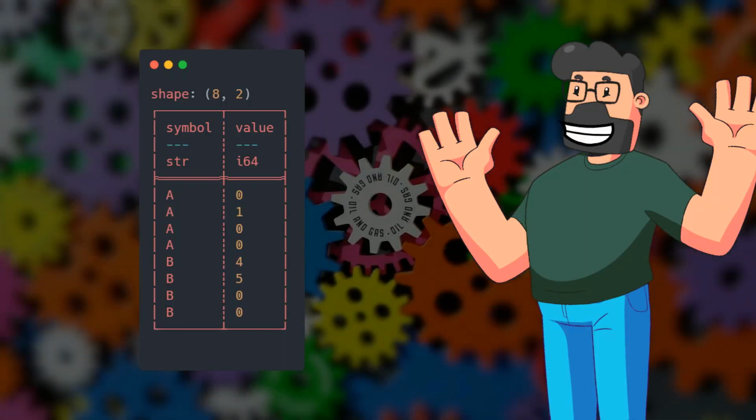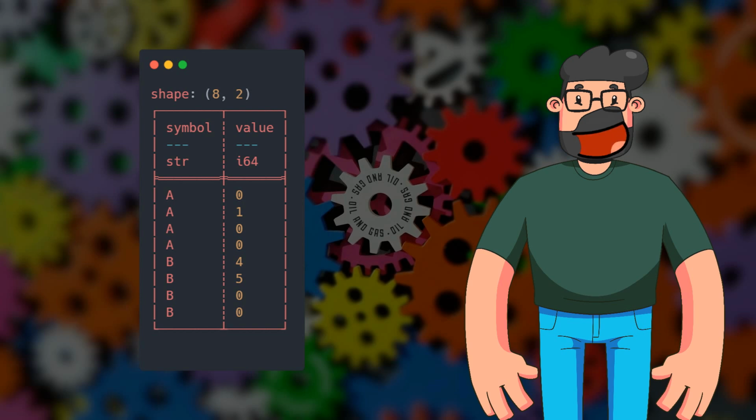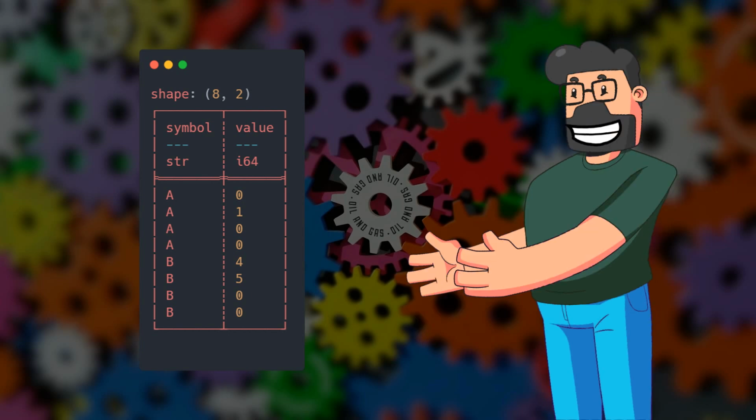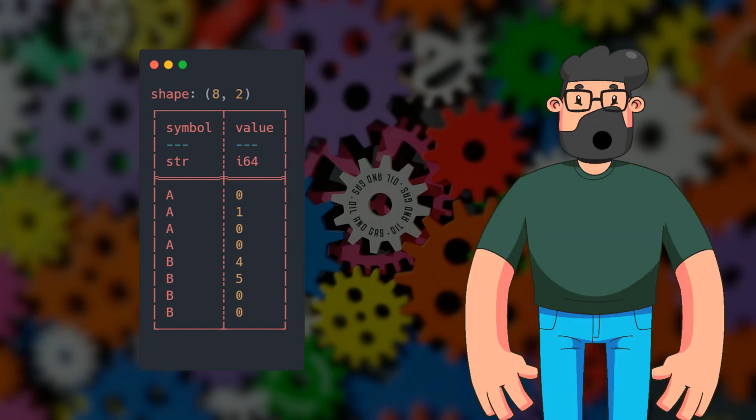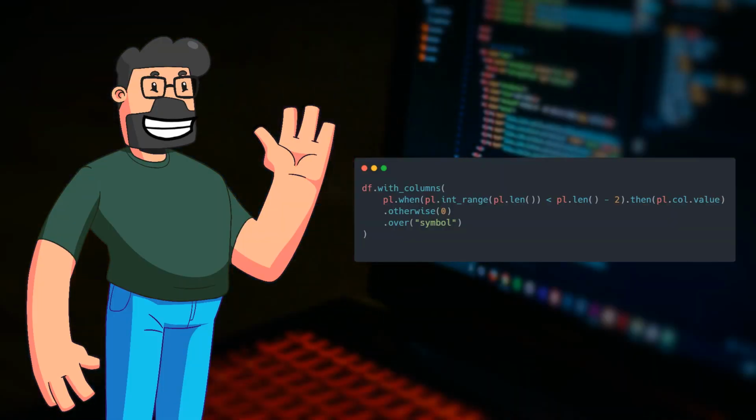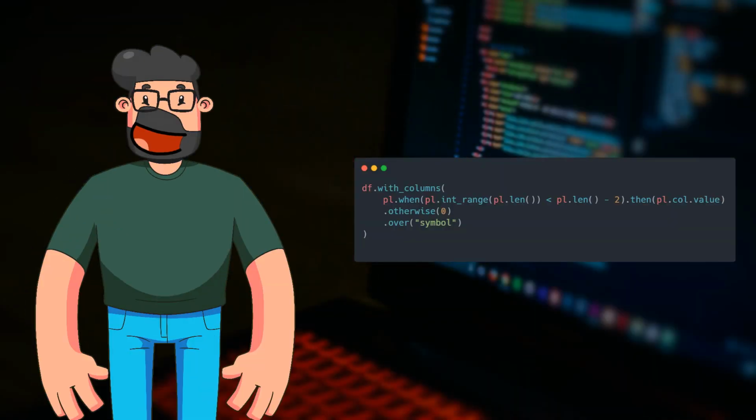Continuing with the solution, we can observe the updated data frame after implementing the code snippet. The values in the value column for each symbol group have been appropriately adjusted, with the last two values replaced by zeros. This approach ensures that the transformation is applied accurately and consistently across all groups, meeting the requirements of the problem effectively.